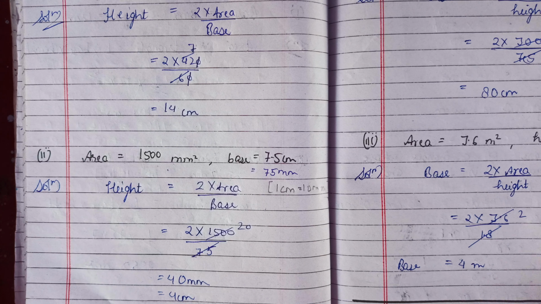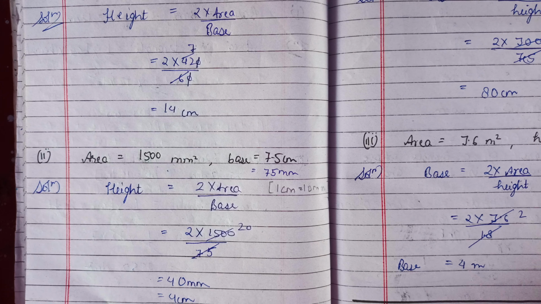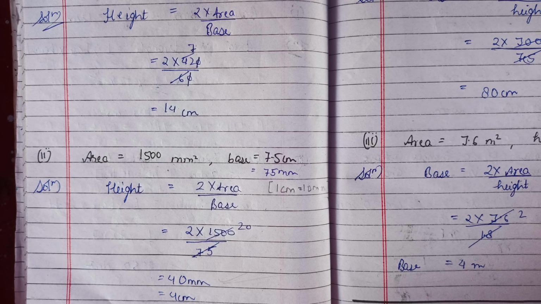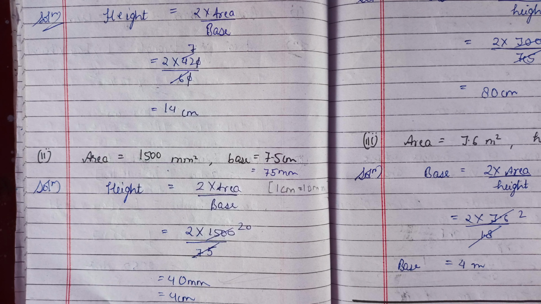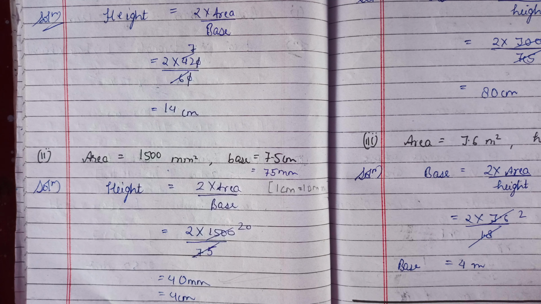Now we can convert this 40 millimeter into centimeter. It's up to you if you want to convert it. It's totally up to you. If you are writing the answer till here only, you will get the full marks. Now 40 millimeter I have written as 4 centimeter. For converting the smaller unit into bigger unit we divide by 10. To convert millimeter into centimeter, what we will do? We will divide by 10.